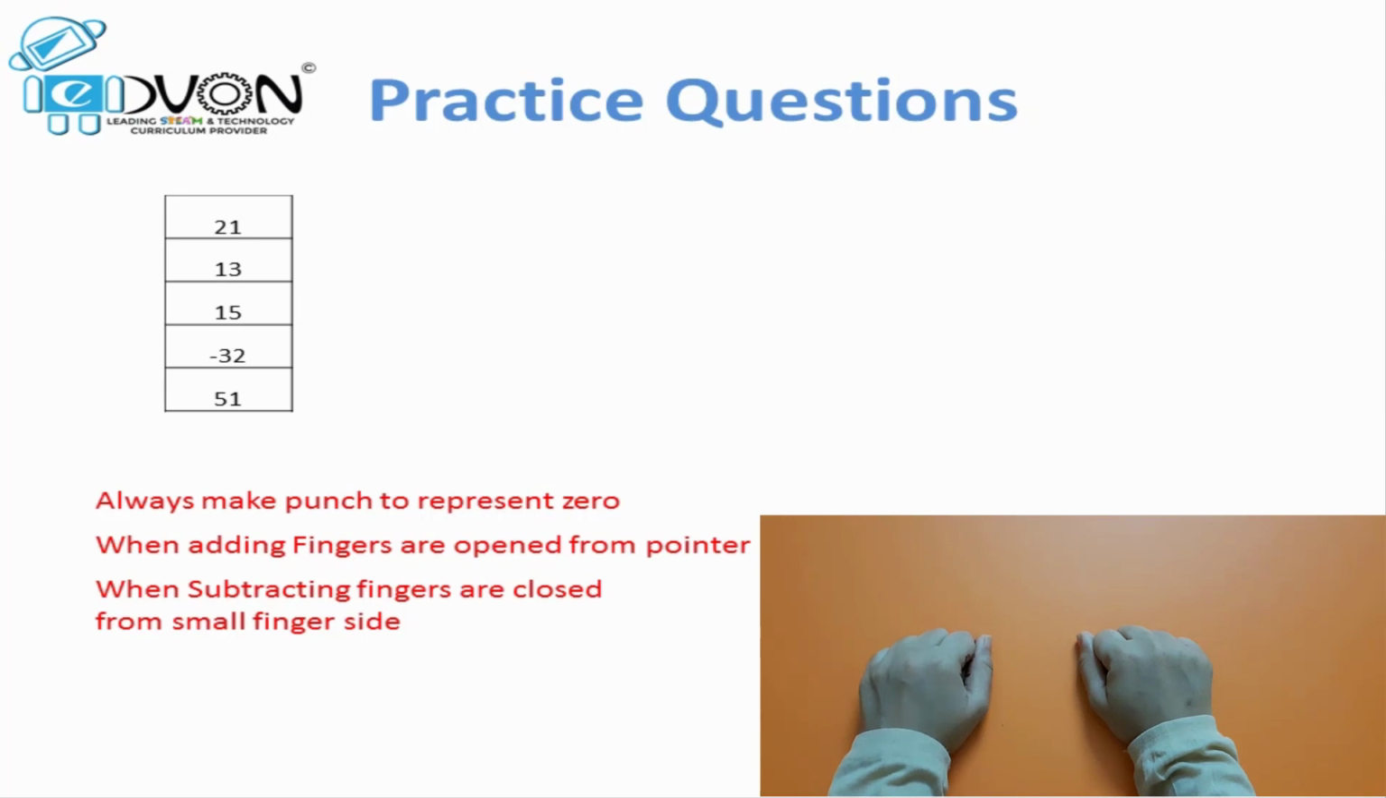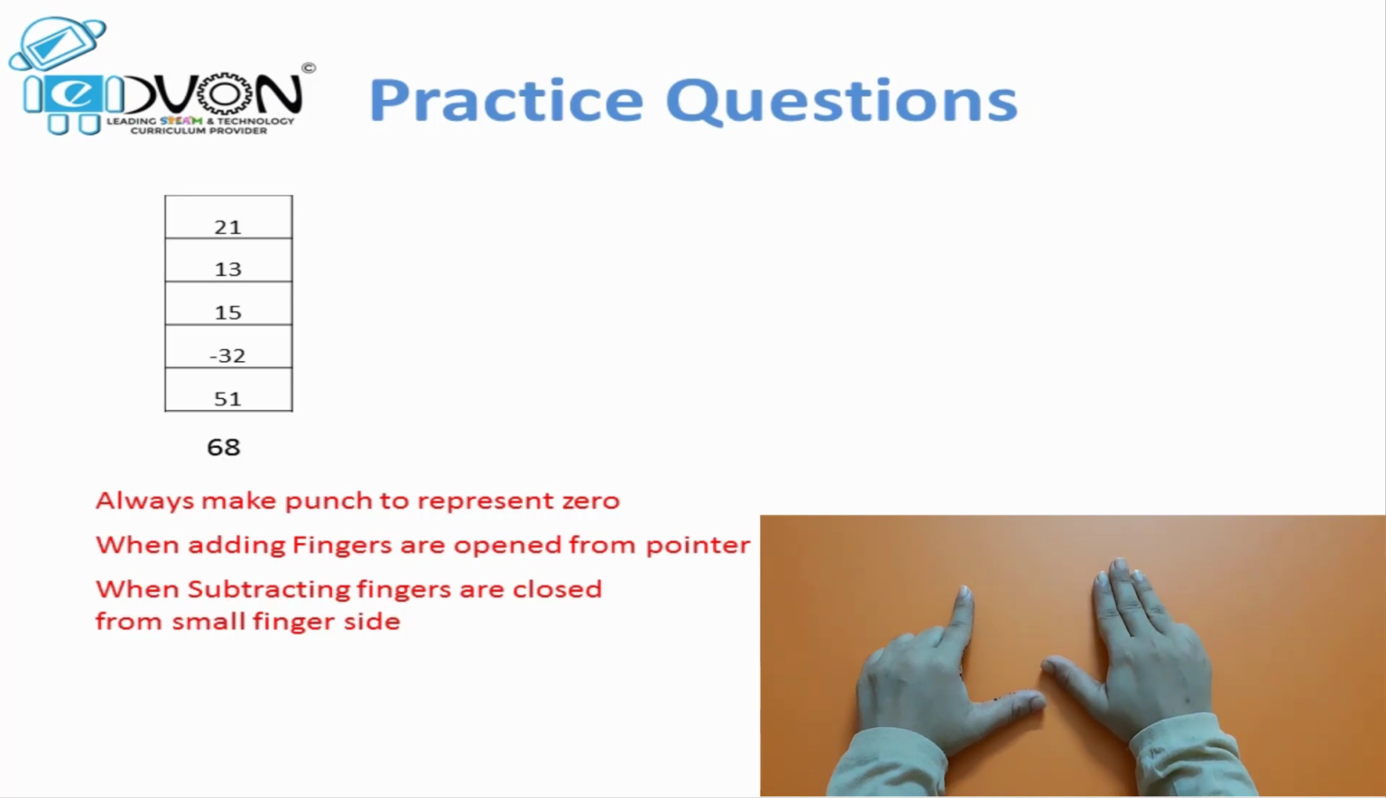21. First, we will place 21 on our hands. We will open 2 fingers on left hand and 1 on right hand. Plus 13. To add 13, we will open 1 finger on left hand and 3 fingers on right hand. Plus 15. 1 finger on left hand and thumb on right hand. Minus 32. To subtract 32, we will close 3 fingers from left hand and 2 fingers from right hand. Plus 51. To add 51, we will open thumb on left hand and 1 finger on right hand.